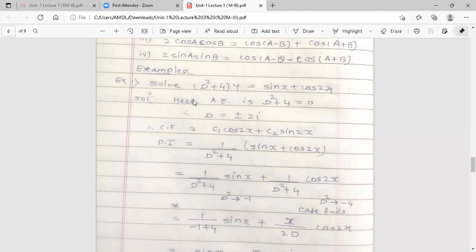So the roots are complex roots, plus 2i and minus 2i. Here the real part of the complex number is 0 and the imaginary part is 2. So the complementary function is c1 cos 2x plus c2 sin 2x. Now the PI: the formula is 1 upon D square plus 4 into sin x plus cos 2x, because the function is sin x plus cos 2x. Now there are two terms, so you separate both the terms, and you will get 1 upon D square plus 4 into sin x plus 1 upon D square plus 4 into cos 2x.